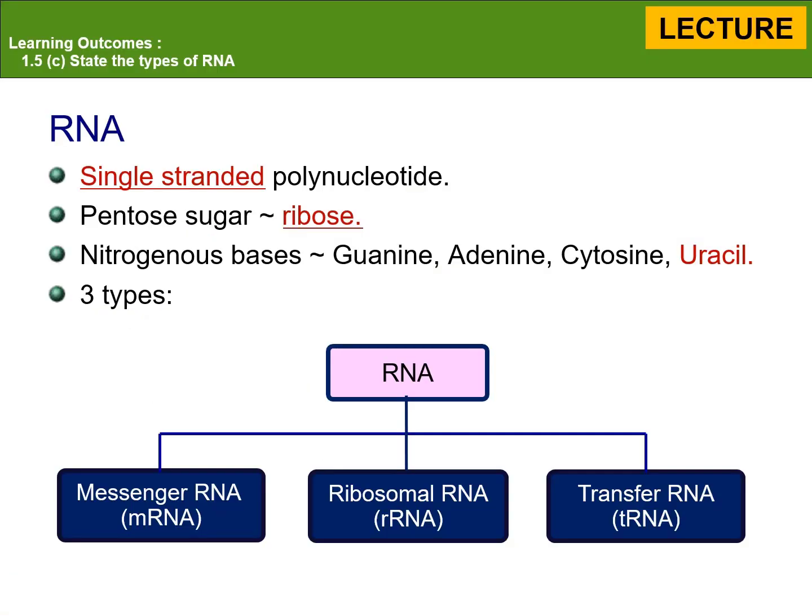RNA. RNA is a single-stranded polynucleotide and it has ribose sugar, and the nitrogenous bases are guanine, adenine, cytosine, and uracil. There are 3 types of RNA. Number 1, messenger RNA, also known as mRNA. Second, ribosomal RNA, also known as rRNA. And the last one is transfer RNA, or tRNA.